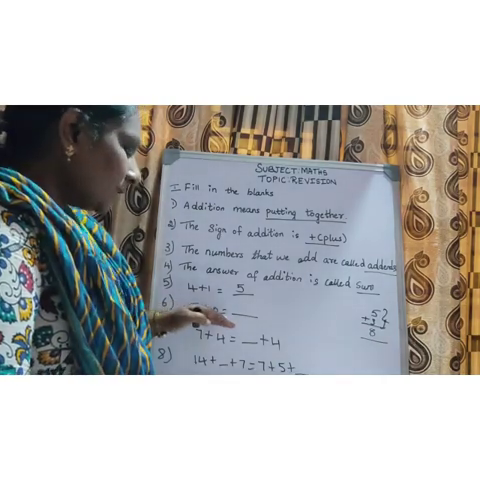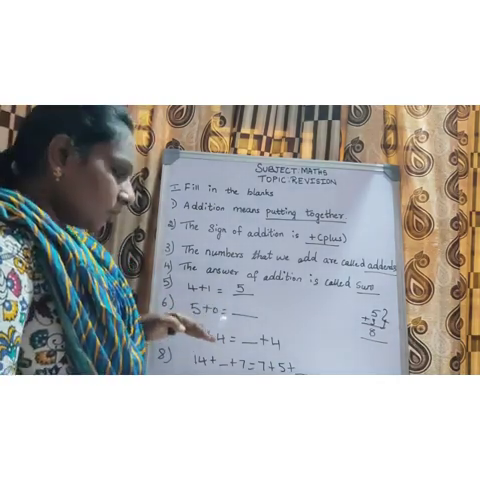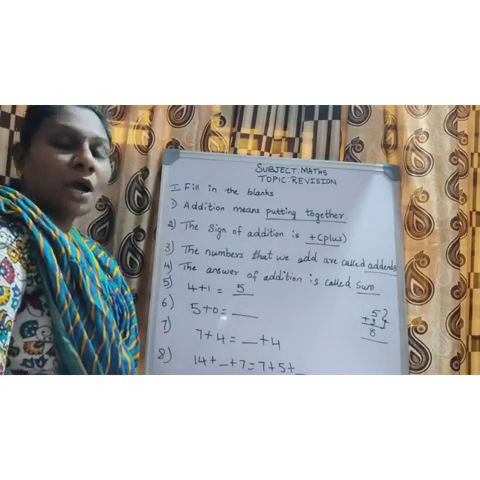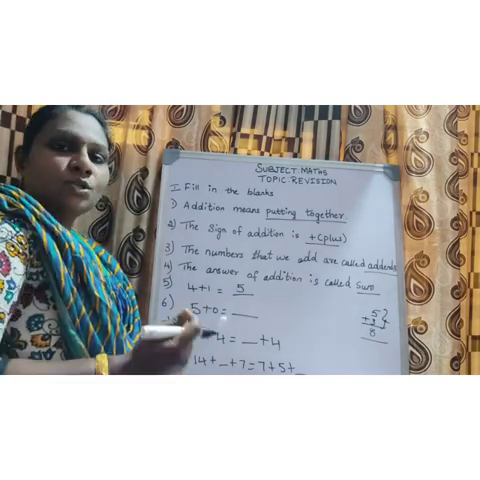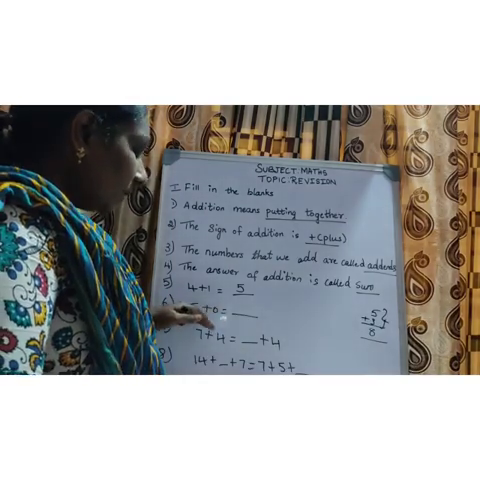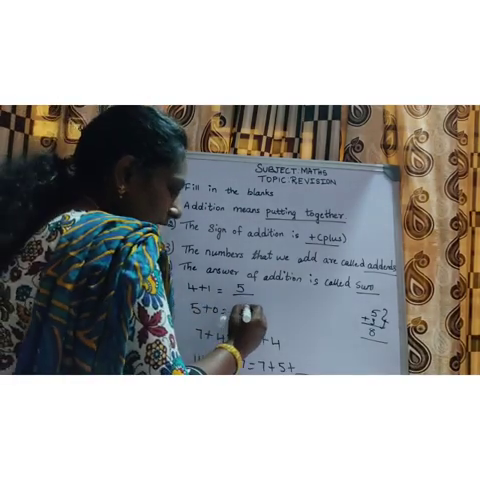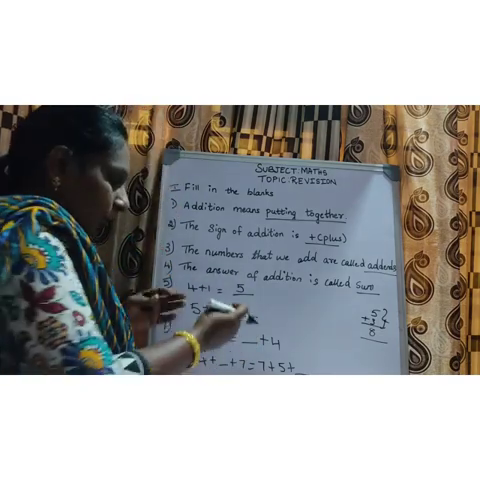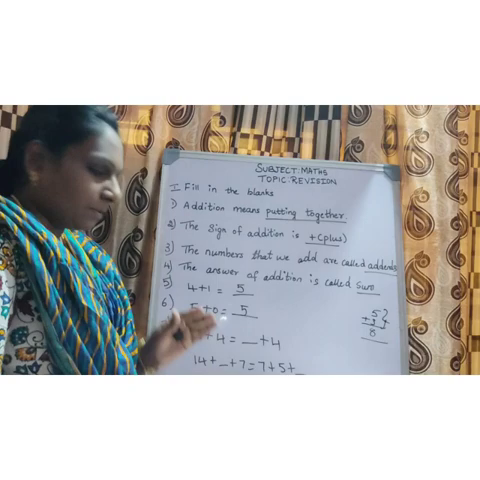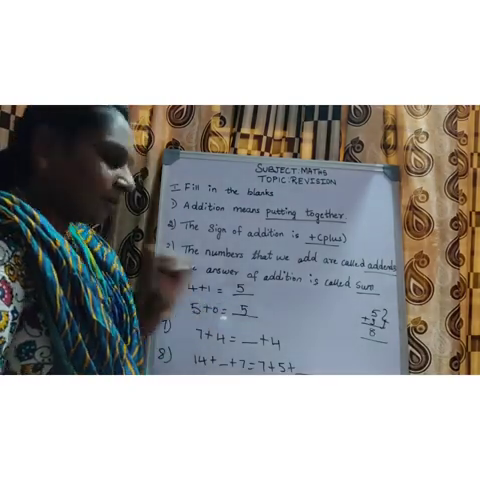5 plus 0 equals dash. This is also based on a property. When we add 0 to any number, what do we get as an answer? We get the same number as the answer. So 5 plus 0 equals what? 5. Because we are not adding anything to 5, the 5 remains the same. So 5 plus 0 equals 5.